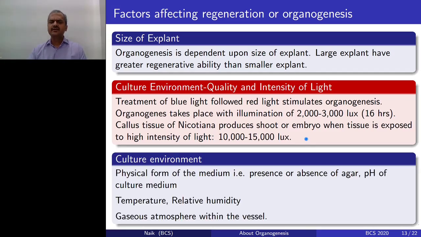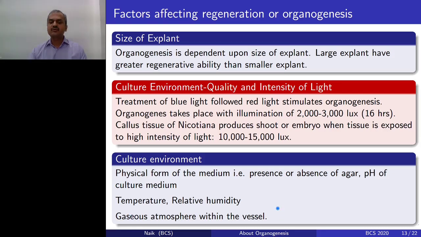Culture environment: temperature has been found to matter in some cases. For example, in anther culture we found that if you give a cooler treatment, a pre-chill treatment, to your explant, it has a high potential to form haploid plantlets. Relative humidity is also found to influence morphogenetic potential.